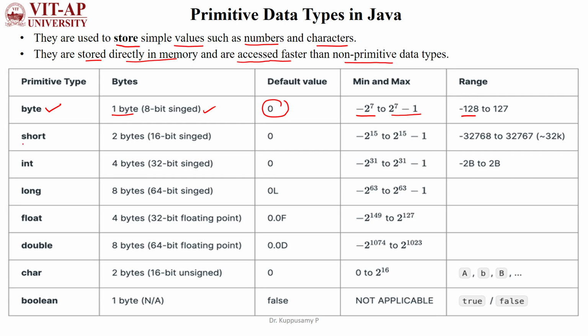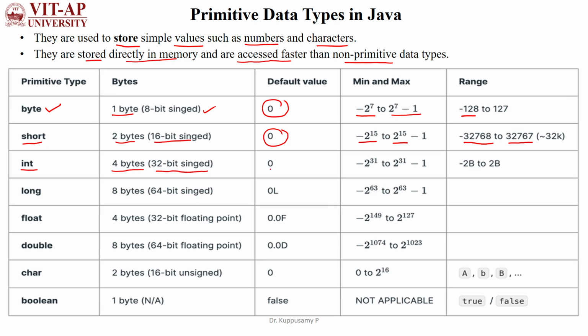And the second type is short integer, which has 2 bytes, that means a 16-bit signed two's complement integer, and the default value here is 0. Its range is minus 2 power 15 to plus 2 power 15 minus 1. It can be represented as minus 32,768 to 32,767.